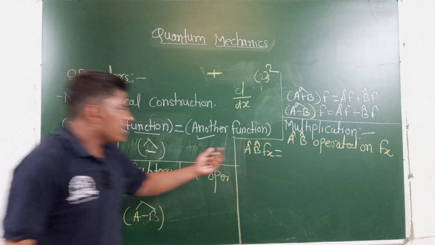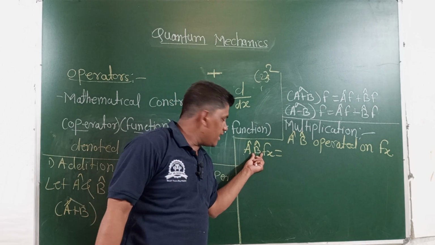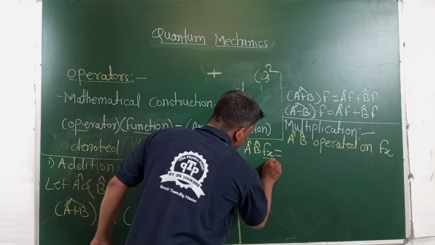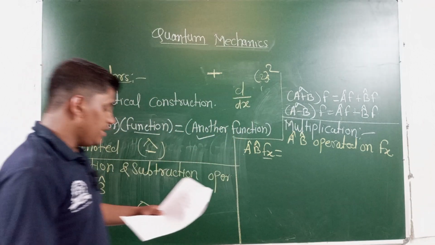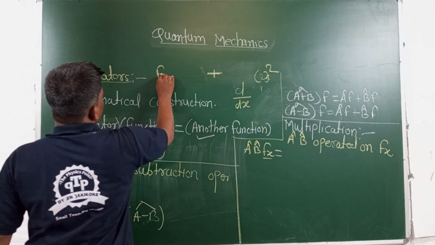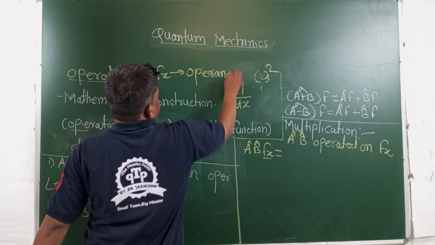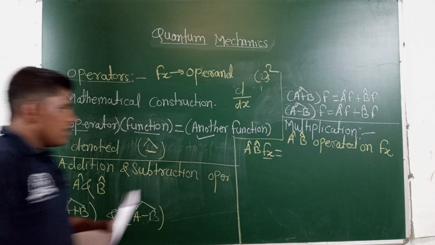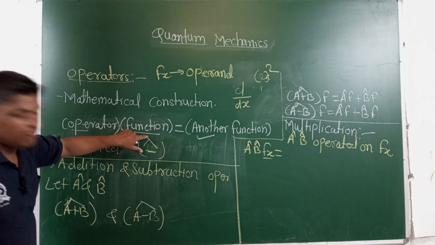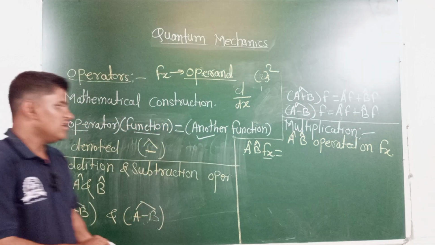Firstly we take the first operator common, and the second operator is operated on that function. The function on which the operator operates is called the operand. What do we call f of x here? f of x is called the operand. The operators are a and b, the two operators, and the function on which these two operators operate is called the operand. Okay, this is the simple Marathi meaning.